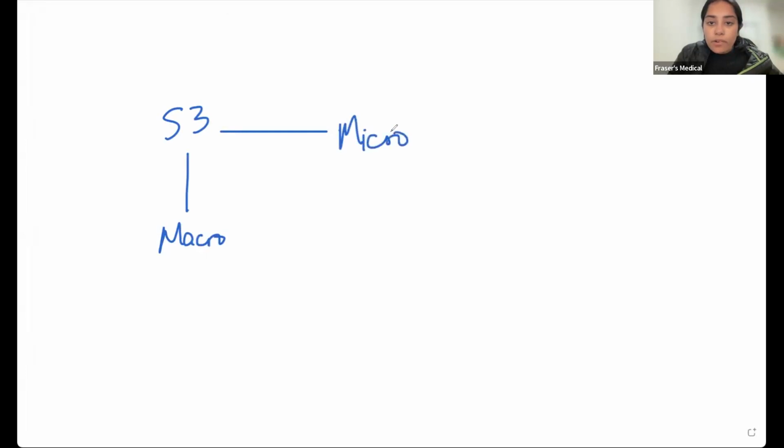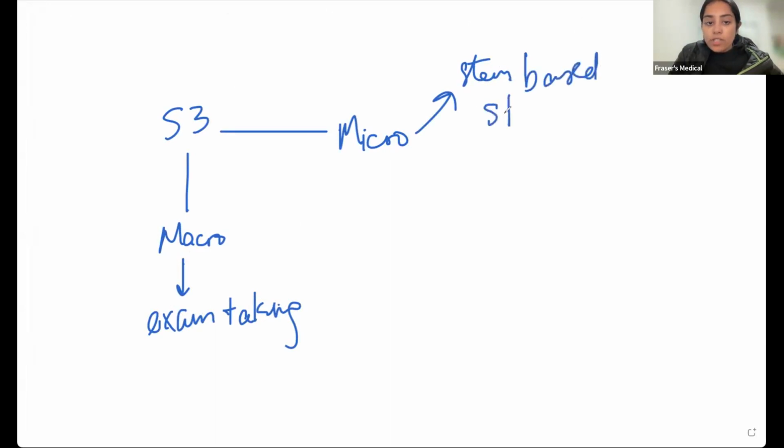How do you manage timing for section 3, and any advice on approaching the questions? So I'll just quickly grab this whiteboard that I'm assuming everyone can see. Within section 3, there's two strategies that I would break things into: macro and micro. Macro is more your exam taking strategy, and micro is more your STEM based strategy. Let me go through it a little bit.